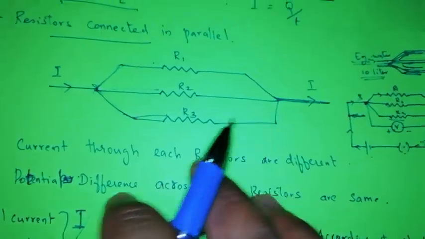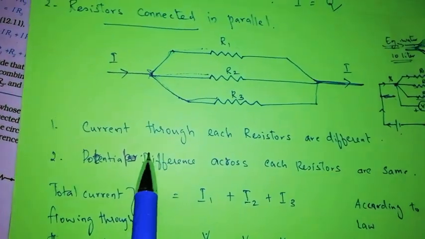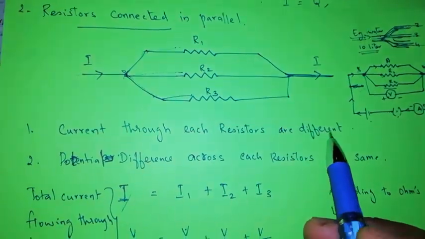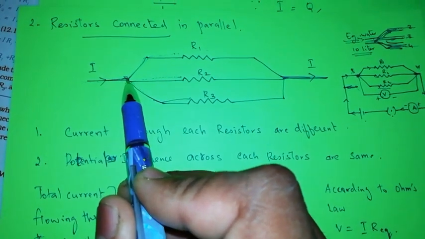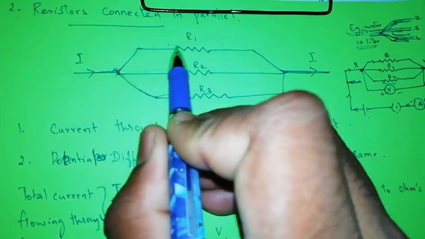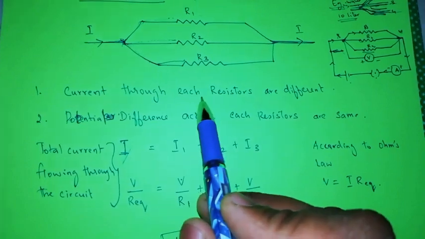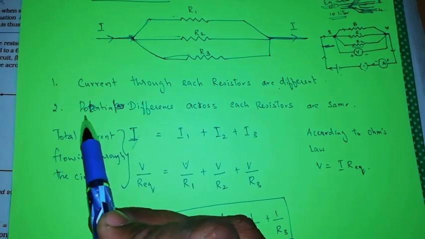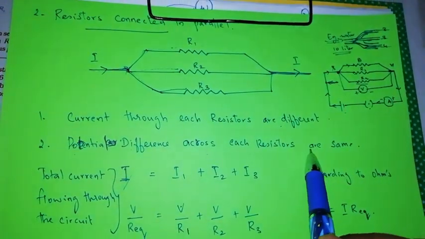There won't be the same amount of current. You can see here the current through each resistor is different. So the current which is coming here will be distributed to R1, R2 and R3. So the current through each resistor is different, and the potential difference across each resistor is the same.